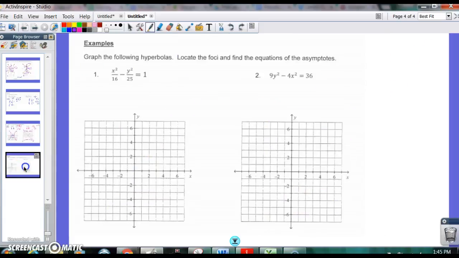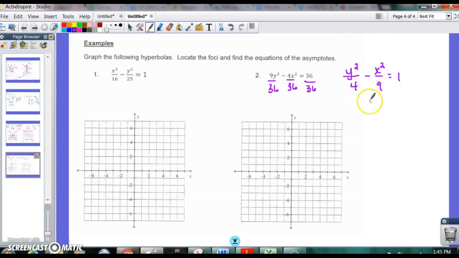Okay, so the last thing really quickly, I'm going to skip over this first example. I just want to look at the second one just because of the format in that it's written. You need to get it into the standard form before you can graph it. So to do that, what we need to do is to get the right side of the equation equal to 1. And how to do that is we're just going to divide everything by that value. So I'm going to divide everything by 36. So that would give me y squared over 4 minus x squared over 9 is equal to 1.